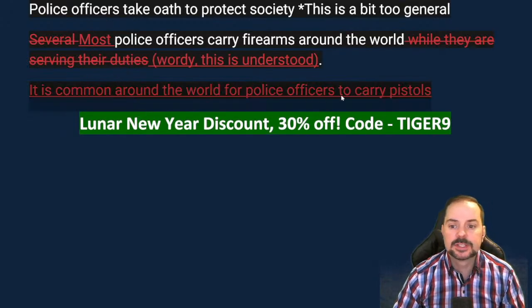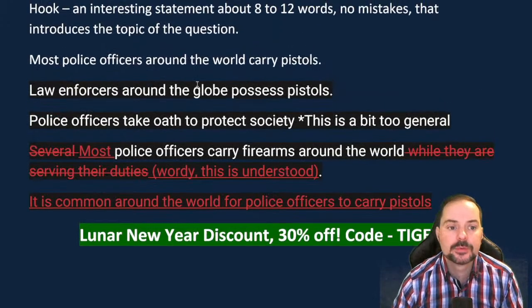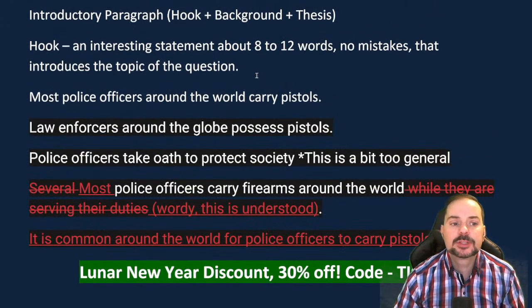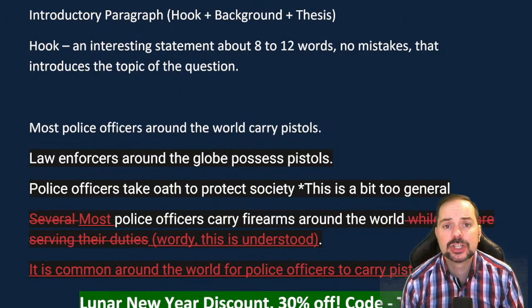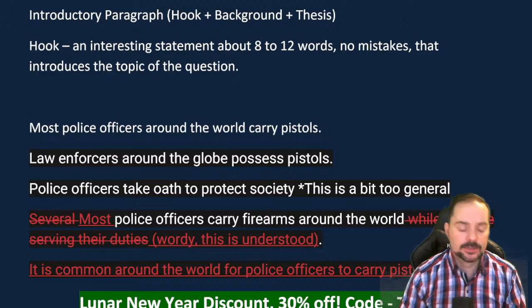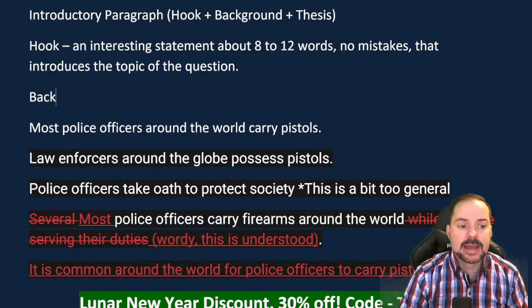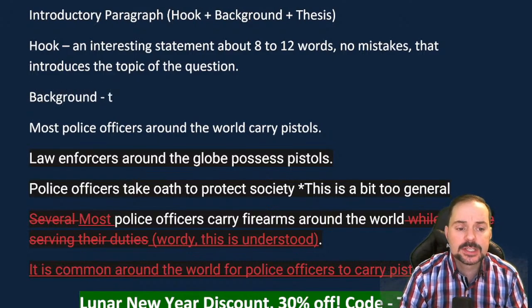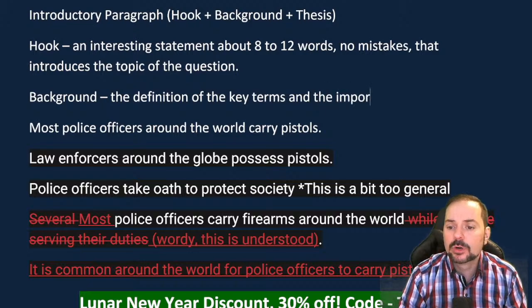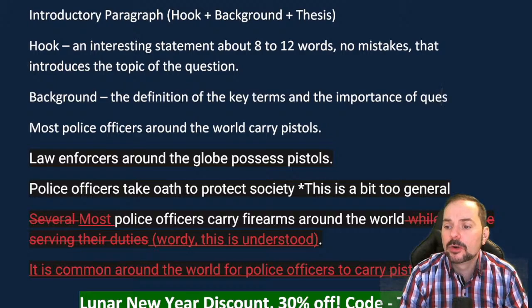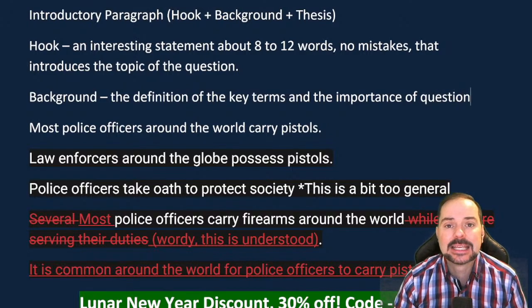That works. That's very similar to what I wrote. Okay, so all of those are really good. Now comes the background. The background is basically a definition and the importance of the question. So when you're thinking of the background, this is the definition of the key terms and the importance of the question. So why are we asking this?